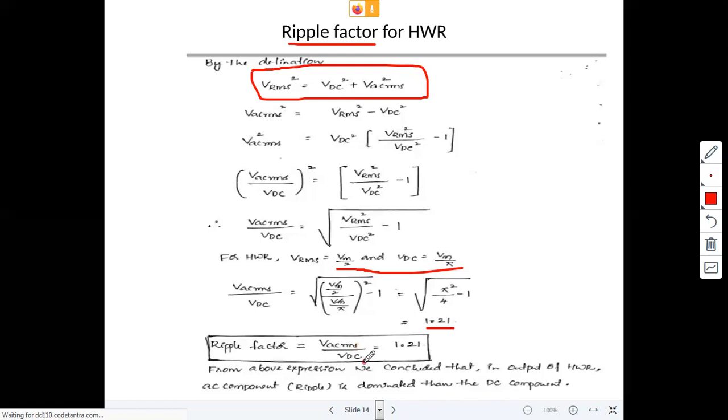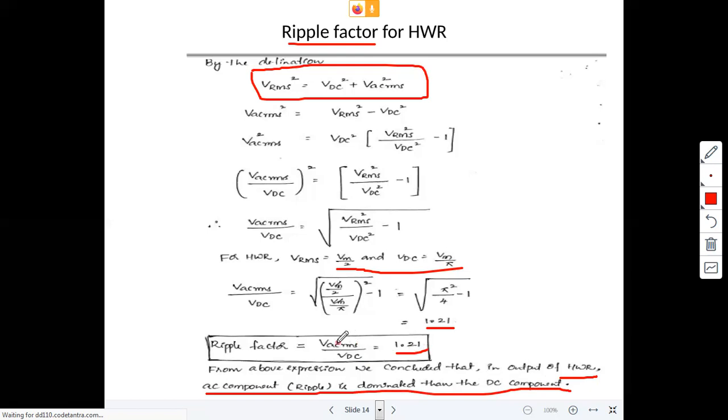VAC RMS by VDC, that is the ripple factor, is equal to 1.21. This is for the half wave rectifier. What does it indicate? From the above expression we conclude that in the output of a half wave rectifier, the AC component or ripple dominates the DC component. Remember this, it is an important point. VAC by VDC is equal to 1.21.